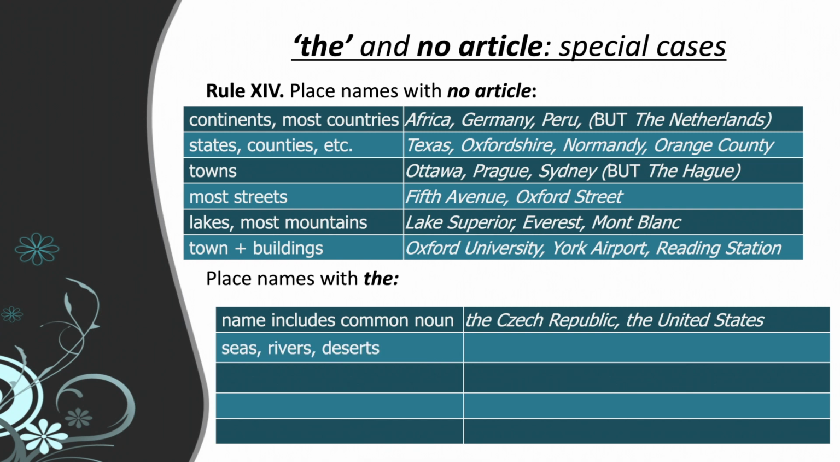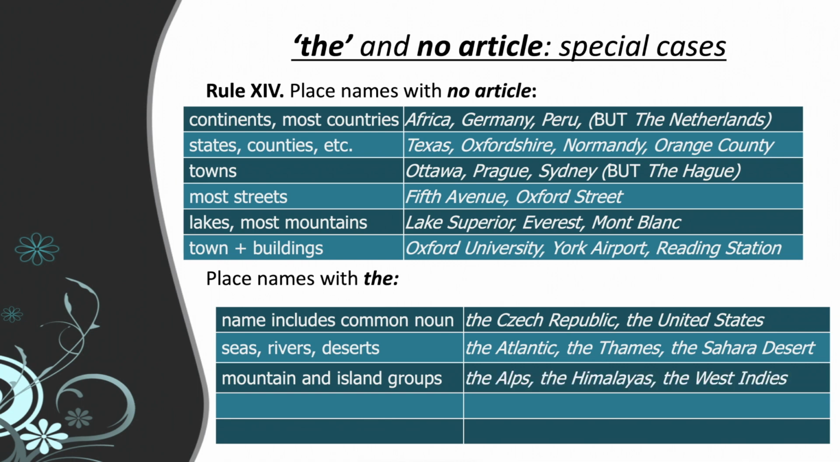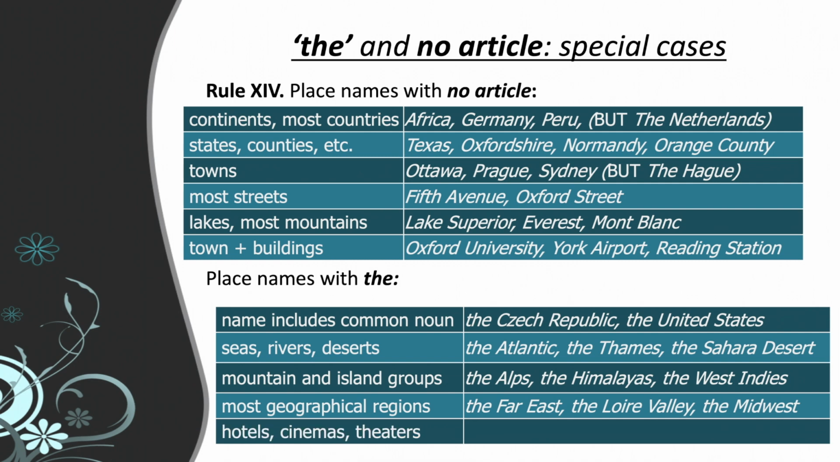The names of seas, rivers, and deserts use "the." The Atlantic, the Thames, and the Sahara Desert are examples of these. Groups of mountains and islands use "the." Some of these are the Alps, the Himalayas, and the West Indies. Most geographical regions use "the." Regions like the Far East, the Loire Valley, and the Midwest are all examples of this. Finally, hotels, cinemas, and theaters use "the." We say the Ritz and the Amundsen.